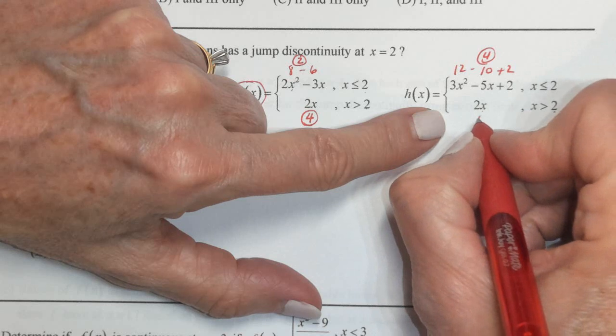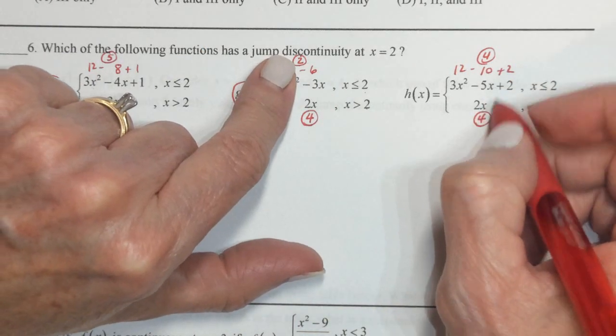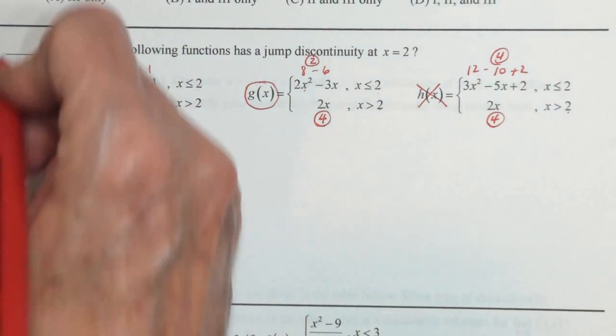Put 2 in for this piece, and we get 4. Those match, so there is not a jump there, not H. So only F and G.